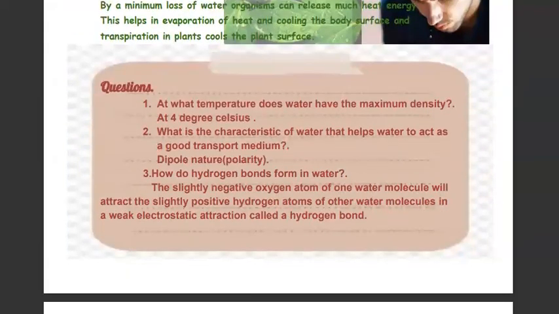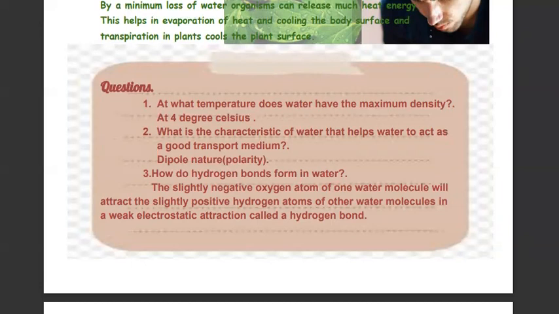Questions. 1. At what temperature does water have the maximum density? At 4 degrees Celsius. 2. What is the characteristic of water that helps water to act as a good transport medium? Dipole nature, polarity. 3. How do hydrogen bonds form in water?